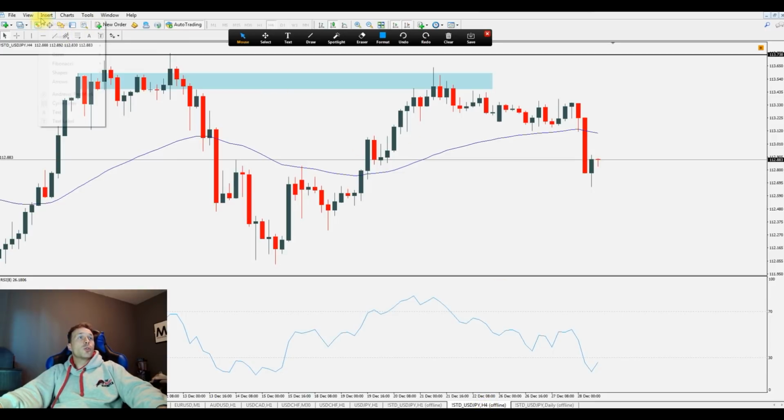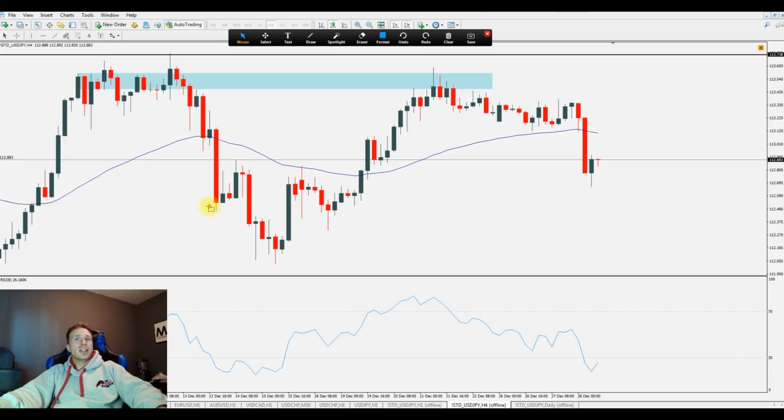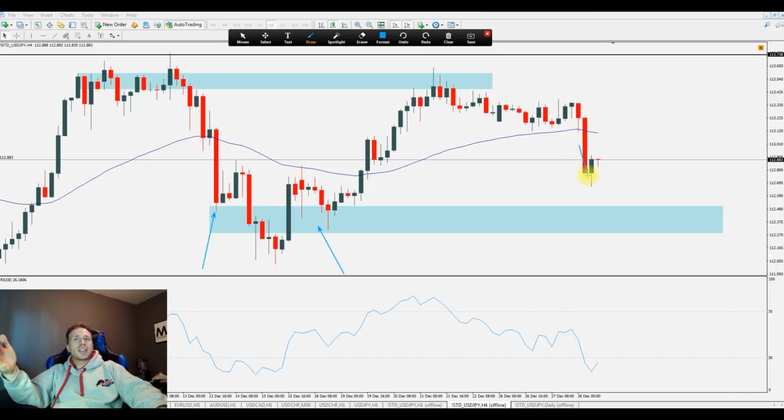Where's my next support area? Okay, here, we'll go with this one. We've got a number of rejections here. So I do not want to be selling the market now into this support area. I don't want to do that. I want to be buying away from the support area. So I'm just going to carry on here.